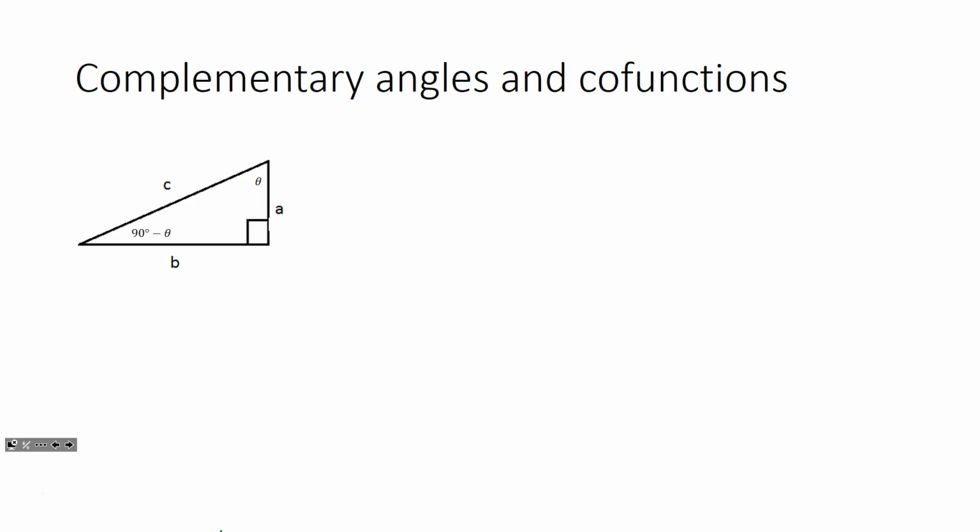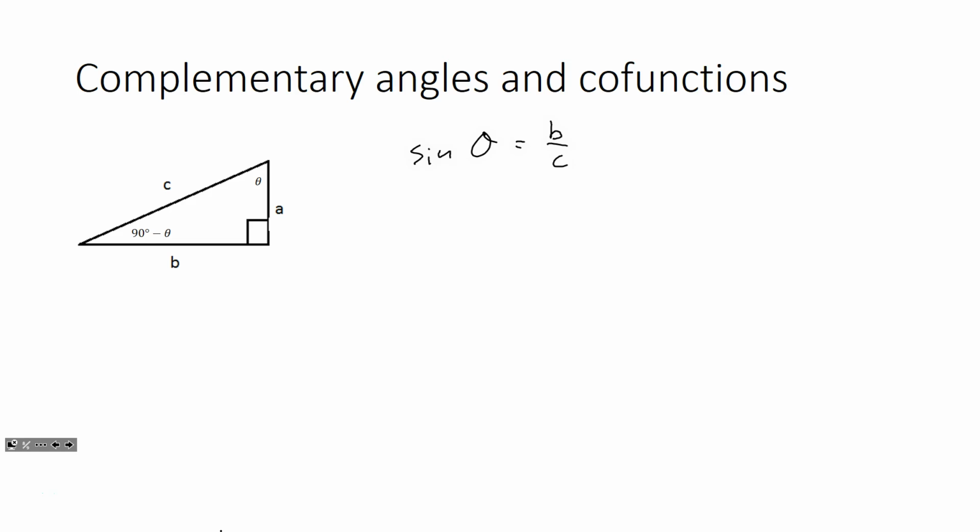All right, now I'm going to do a little demonstration for you here. Let's talk about the sine of theta, which is the upper right angle. Now the sine would equal the opposite, which in this illustration would be b, over the hypotenuse, which is c.